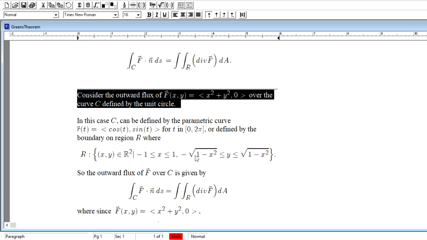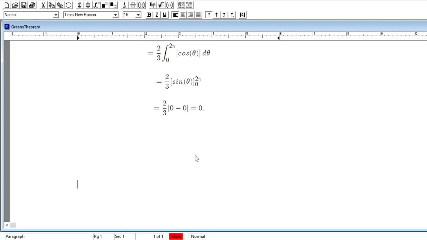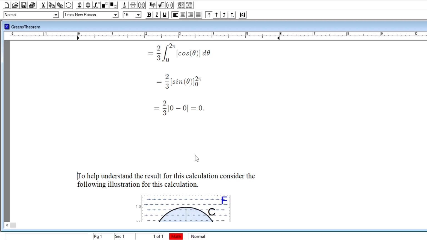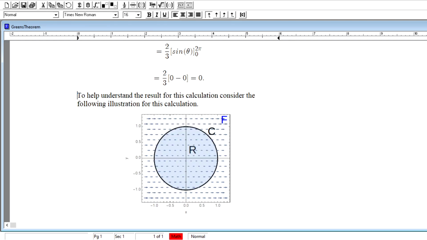Now, to understand that 0 calculation, let's look at the illustration. I didn't want to give away the 0 calculation too soon. But you might be able to see in this illustration why this outward flux is being calculated as 0. If we look at the illustration, the value we're calculating is the field's tendency to want to move across this unit circle, orthogonal to the unit circle.